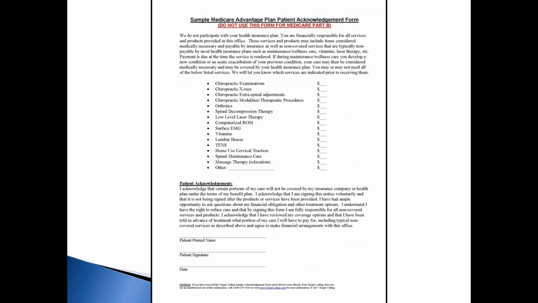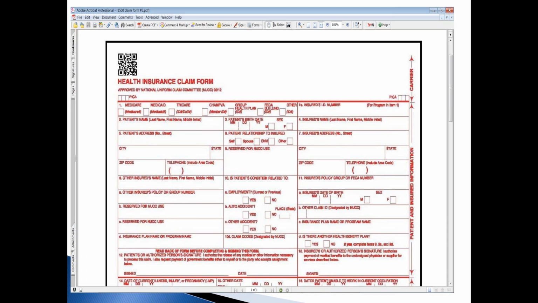Now, here's another form that we put together for our clients, but everybody could have it if you want. Here it is on your screen. You may have patients coming in with a Medicare Advantage plan, and you're not participating in that plan, then this is a little bit of a different form that you should use. Basically says, we don't participate with your Medicare Advantage plan. You're responsible to pay for all the services listed on this form.